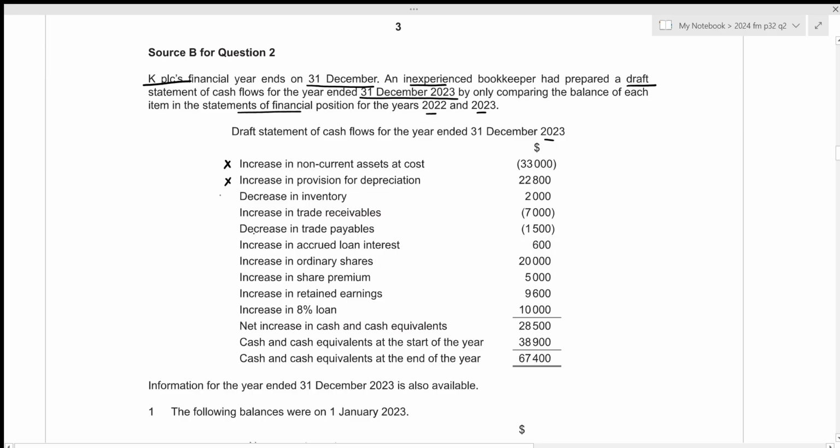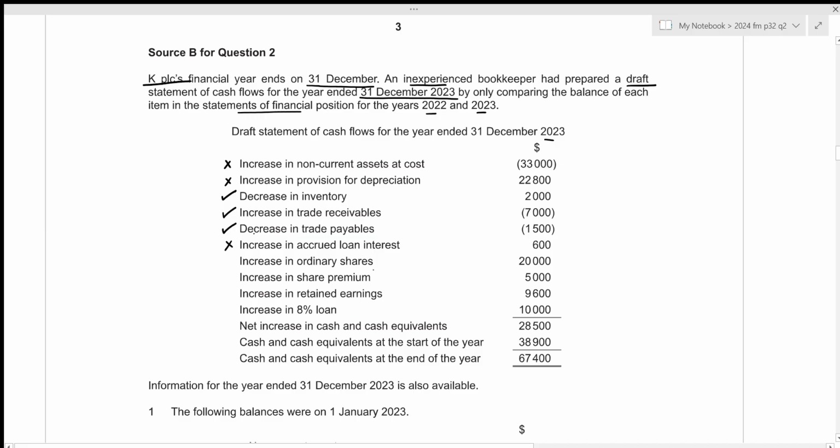Then we have the increase in provision for depreciation, which is again incorrect. We have decrease in inventory. That is correct. We will include this within our operating activities section. We then have increase in trade receivables. That will also be included within our operating activities section. Then we have the decrease in trade payables, which will again be included within the operating activities section. Then we have the increase in accrued loan interest. So this will not be included. Rather, this will have to be adjusted as part of the interest paid within the statement of cash flows.